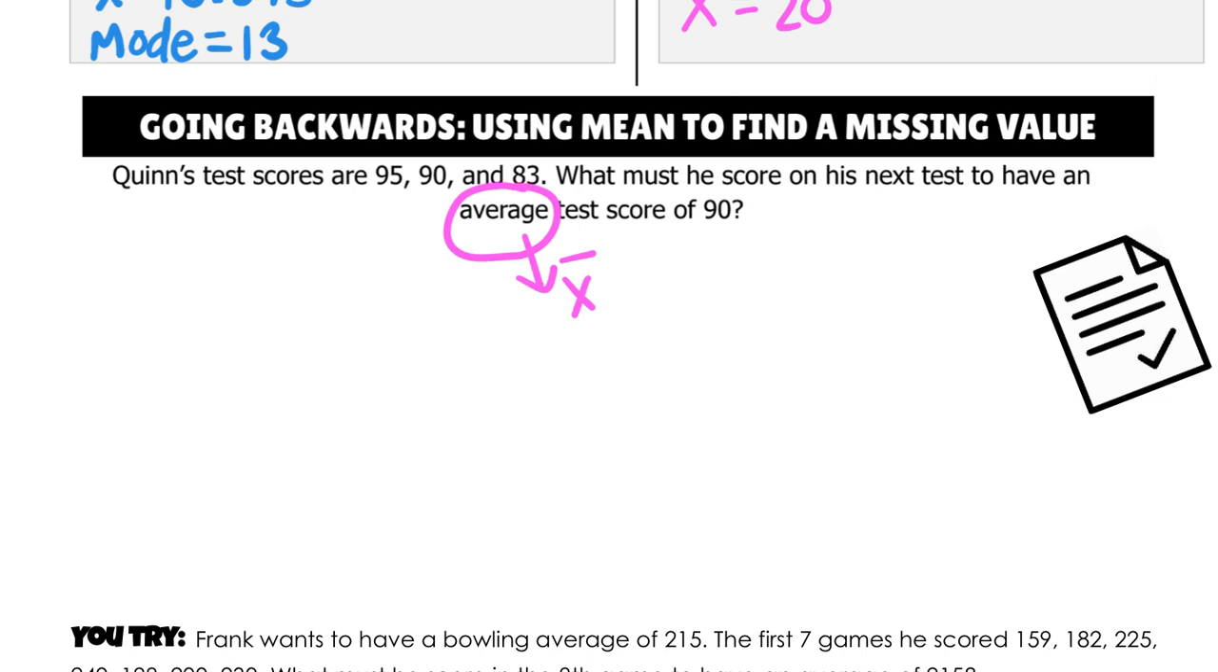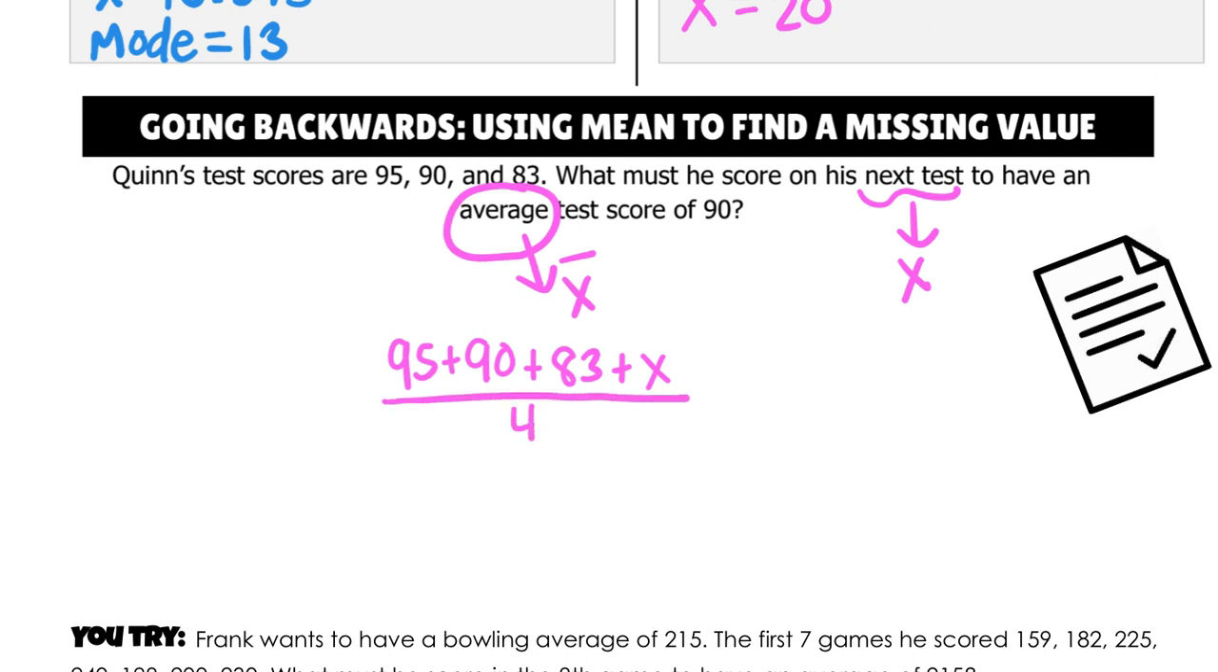So we're trying to figure out what he should score on his next test. So that's kind of like our x value. That's our variable that we don't know. So we're trying to figure out what x has to be. So in order to find the mean, you add the data values. So I'm adding his test scores together, plus the one that I don't know, which I'm just going to call x. To find the mean, you add and you divide by how many there are, which is 4. And we want that average to equal 90. So now you just have to do the algebra to solve that for x.